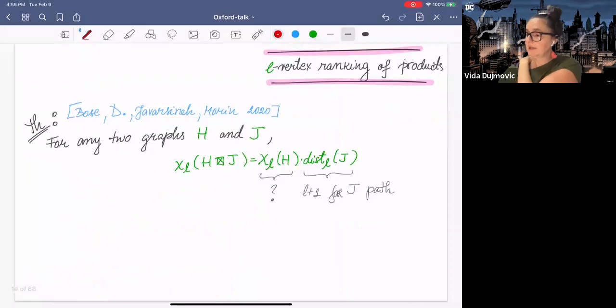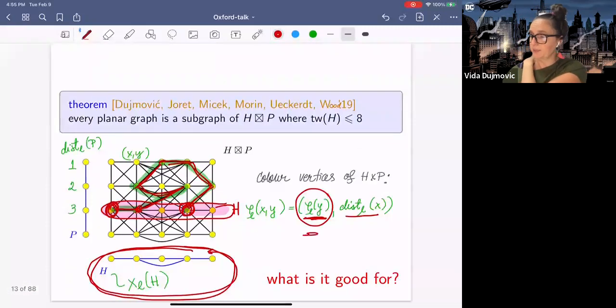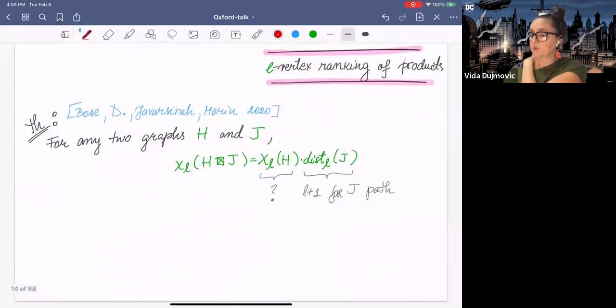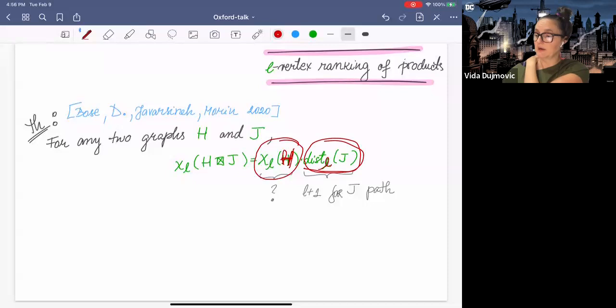Okay, so what do we get here? What did we conclude here? Because this is a pair of colorings, what's the number of colors we get? We get whatever number of colors we need for vertex ranking of the bounded tree-width graph, that's the bounded tree-width graph from the planar graph. And we use distance coloring of the path, where all the vertices on the path of length at most L get different colors. It's at most L plus 1 colors, so that's a constant. So then the question becomes: what is the vertex ranking number of a bounded tree-width graph?